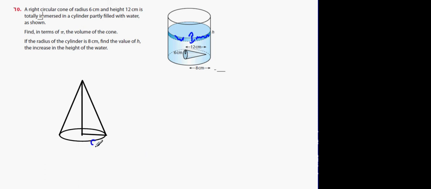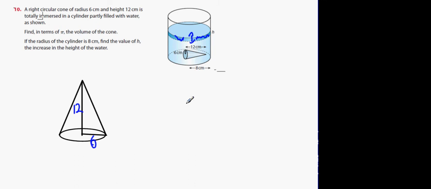Now what I'm going to do next is write down the dimensions of the cone. The dimensions of the cone is 6. It tells me it's... no, it doesn't tell me the slant height. It does tell me, however, the height of the cone is 12, doesn't it?